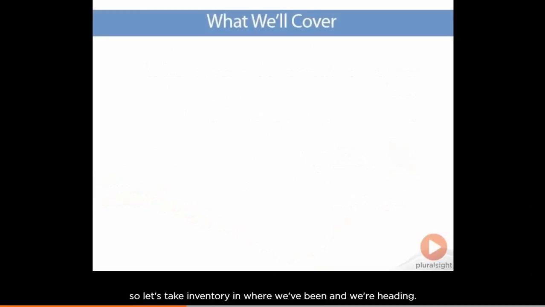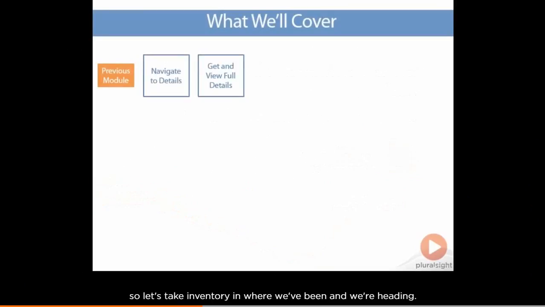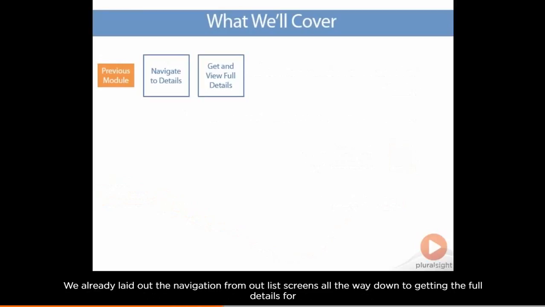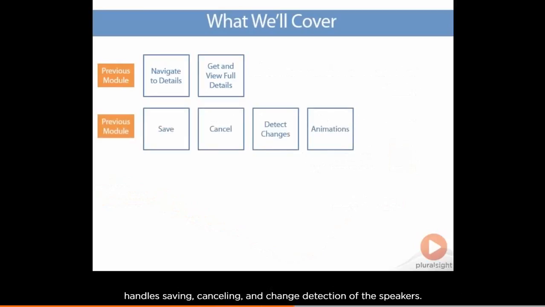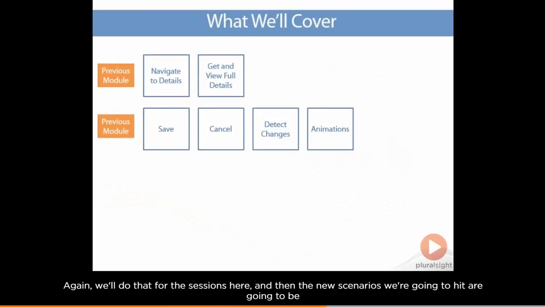So let's take inventory on where we've been and where we're heading. We already laid out the navigation from our list screens all the way down to getting the full details for editing a speaker. We're going to do the same thing here for the session. And then in the previous module, we handled saving, canceling, and change detection of the speakers. Again, we'll do that for the sessions here.